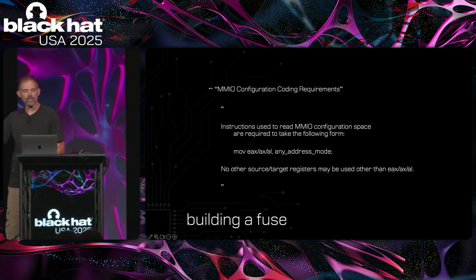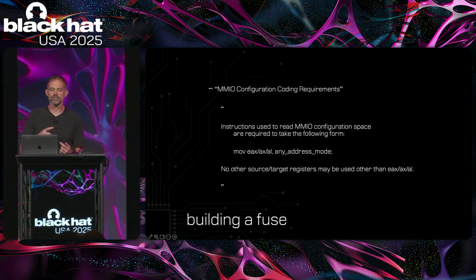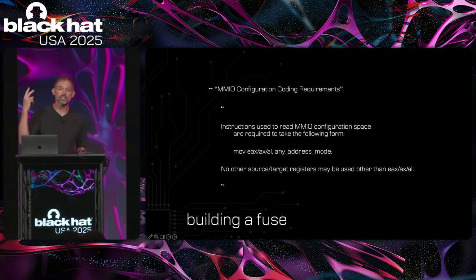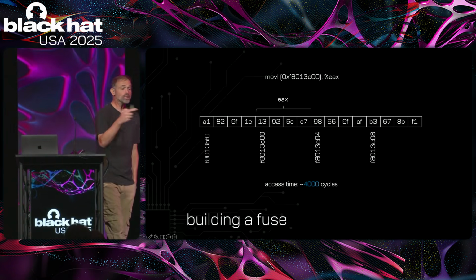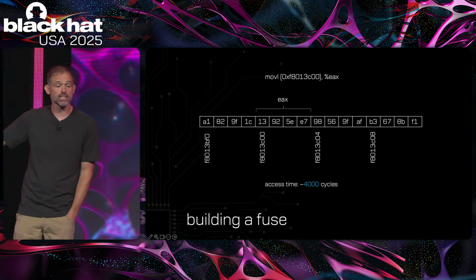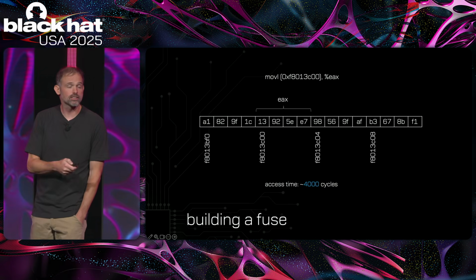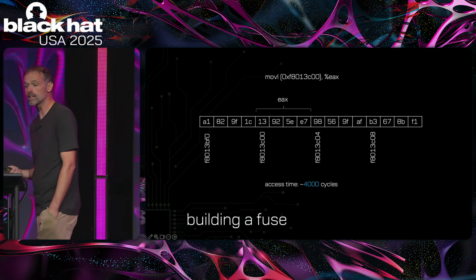So when we look at what the coding requirements are saying for accessing MMIO space, they tell us that we have to have the following form. It has to be a move instruction. It has to use the AX or AL register. That's a 4-byte, 2-byte, or 1-byte register. And then we have to access some specific address in MMIO space. It says nothing else is allowed. So normally that would look like this. We have a move instruction that's reading from a certain MMIO address into the EAX register, and that takes about 4,000 cycles. But what if we violate the specification?